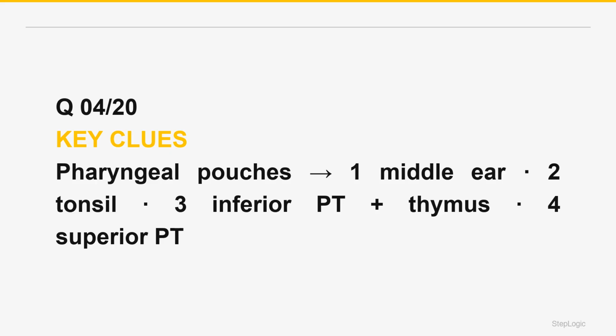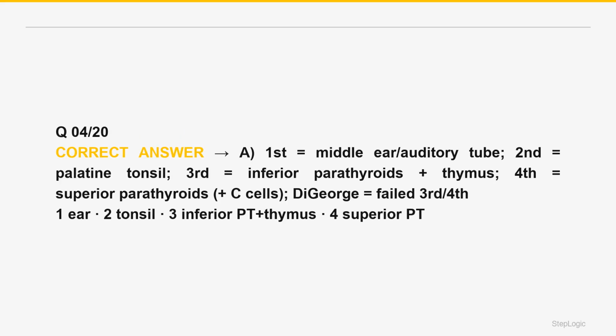The first pouch becomes the middle ear cavity, the eustachian auditory tube, and mastoid air cells. The second pouch forms the epithelial lining of the palatine tonsil. The third pouch is the one to anchor. It forms the inferior parathyroid glands and the thymus. The correct answer is A.